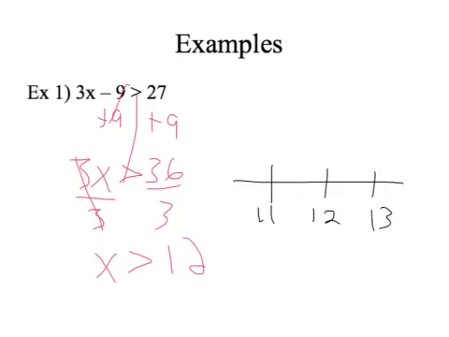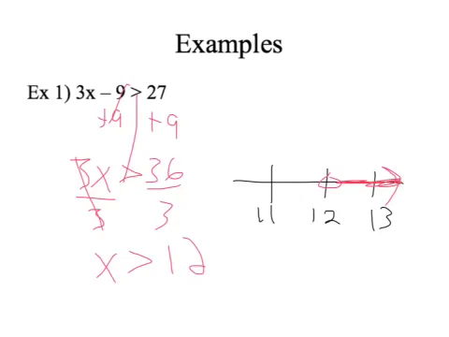Now, greater than is not equal to, so that means we want an open dot on the 12. What this says is you want all numbers that are bigger than 12. We don't want 12 included in that answer because 12 is not bigger than 12. And then you want to shade towards the region where all numbers are bigger than 12, so that would be shading towards the 13.